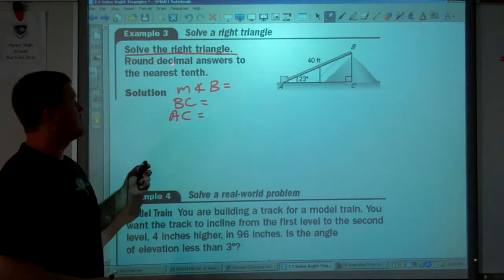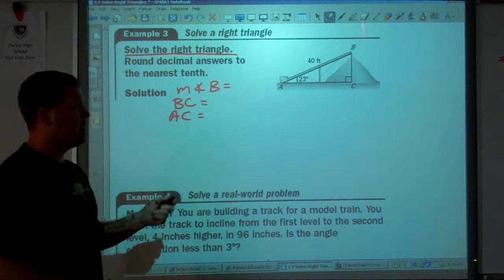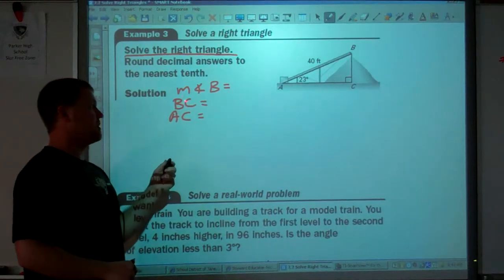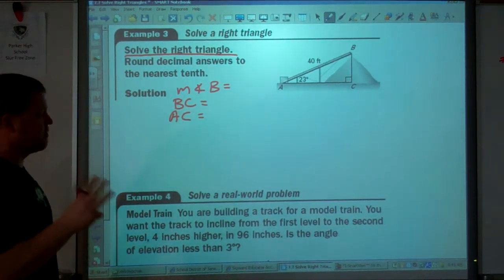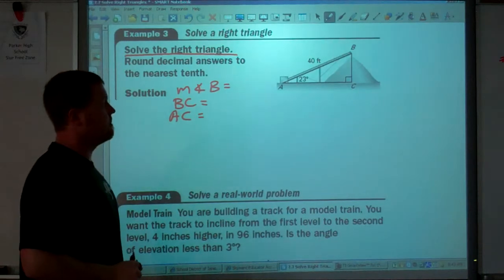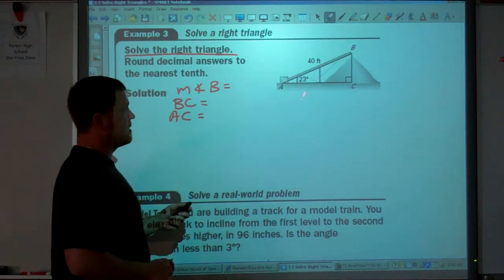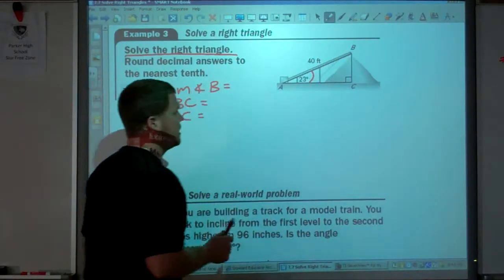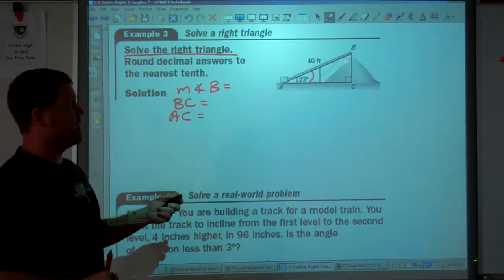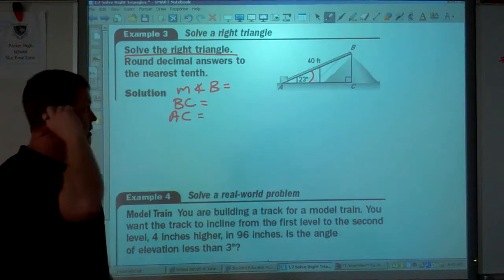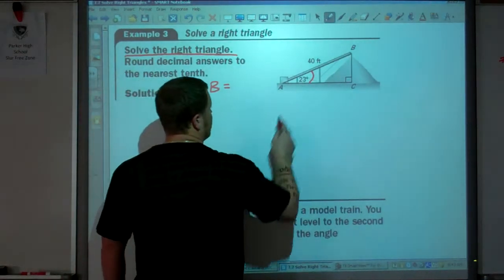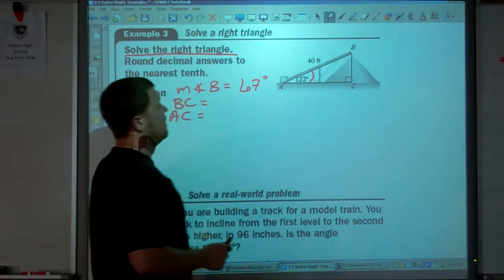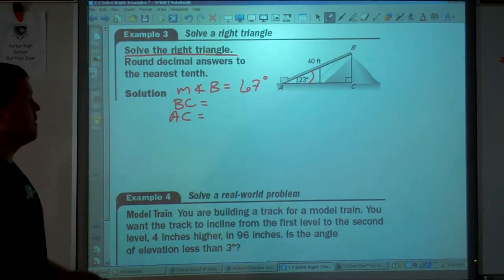And anytime you see this, solve the right triangle, there will be three unknowns. Whether it's one angle and two side lengths, or one side length and two angle measures. There's always three things you have to solve for. So looking at this, we have an angle. We can find the measure of angle B real easily. 23 and angle B have to add up to equal 90 degrees. So 90 minus 23 is 67 degrees. So the measure of angle B is 67.